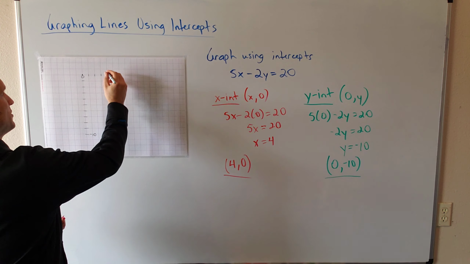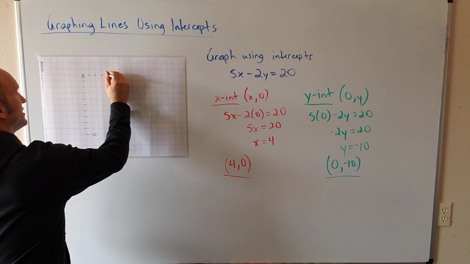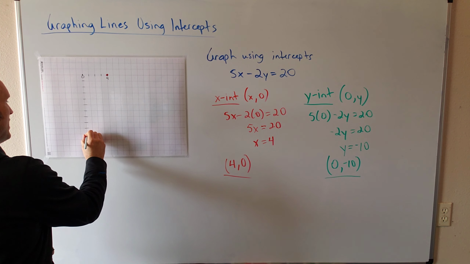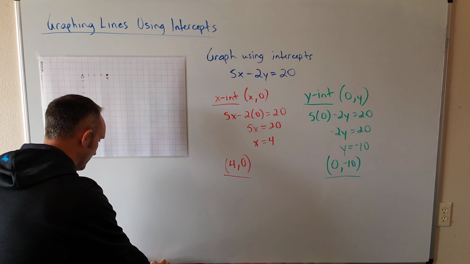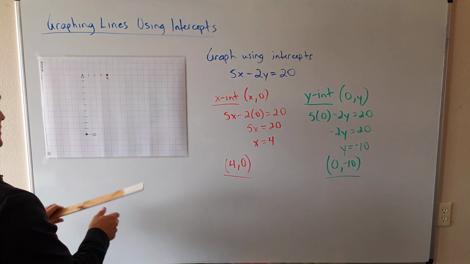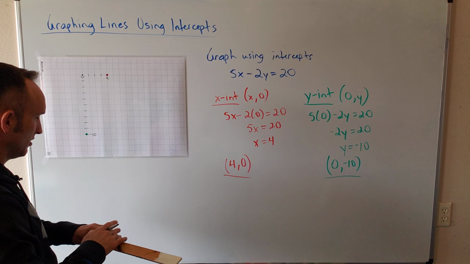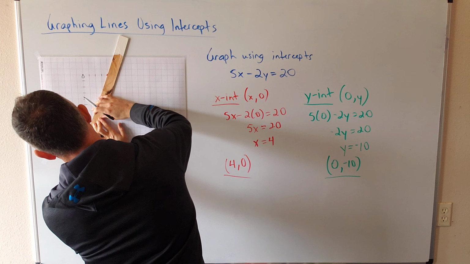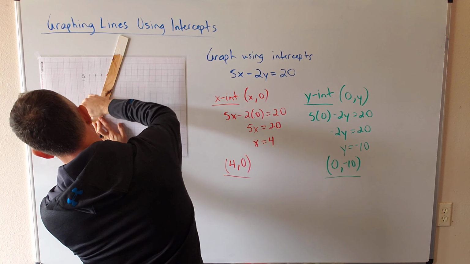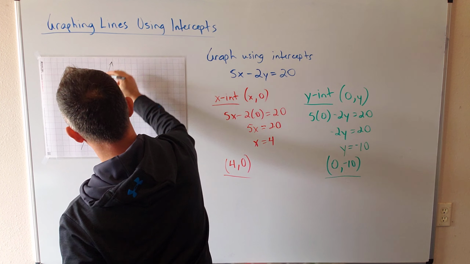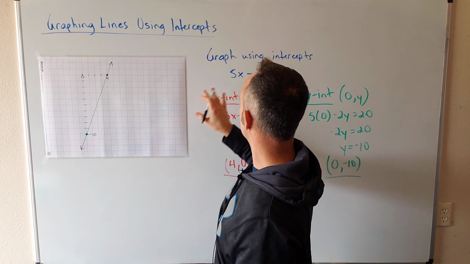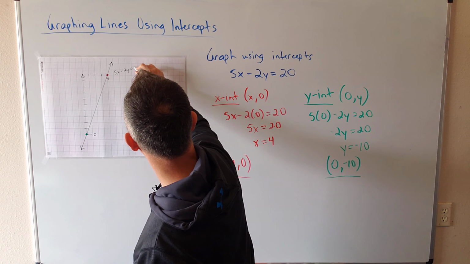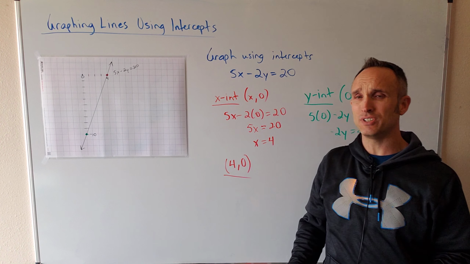And then I need to plot both points. So at 4, 0, this is my x-intercept in red. And at 0, negative 10, here's my y-intercept in green. And then, because I know it's a line, I can simply connect those 2 points with a straight edge. And so this is the graph of the line, the equation 5x minus 2y equals 20. We did it using intercepts.